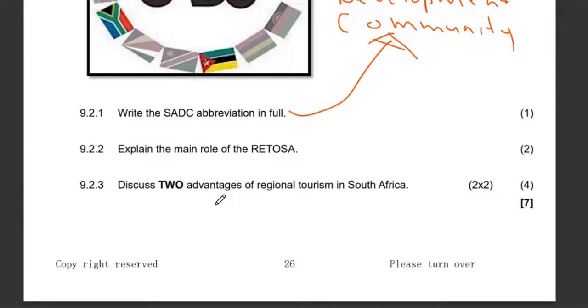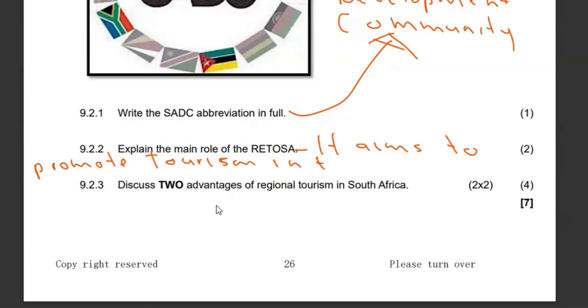Then the main role of RITOSA. So RITOSA, it is to promote tourism. It aims to promote tourism in the SADC region.